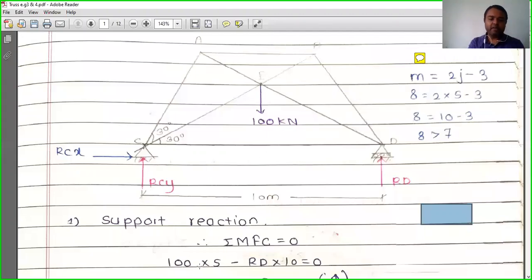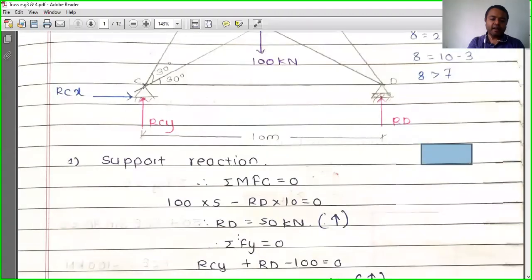So just take a moment at C. 100 into 5 going clockwise, that's positive, minus, it is going anti-clockwise, that's why RD into perpendicular distance of 10 meter. So we are getting reaction RD as 50 kilonewton going upward. We are getting a positive answer, means our assumed direction is correct. We don't know what is the actual direction of the reaction, so first of all we just assume RCY going upward and RCX going towards the right side. So these are the assumed directions.